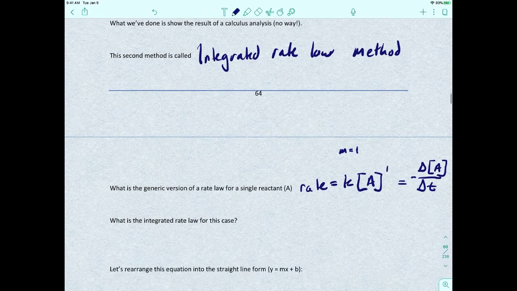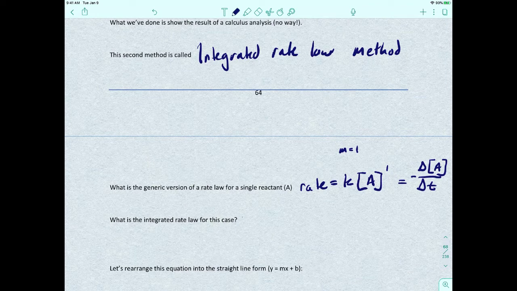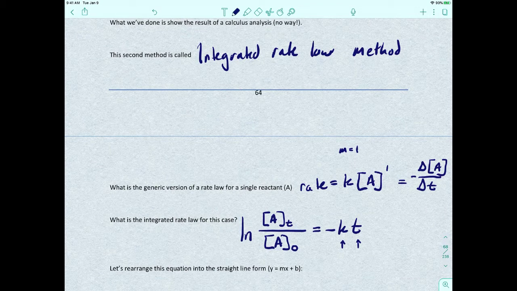If that's the case, then the integrated rate law would look something like this. You would have the natural log of the concentration of A at a certain point in time, t, divided by the concentration of A initially, A naught, equal to negative kt. t is the time, k is your rate constant, A is the concentration at a certain point in time, and A naught is the concentration initially. If you have 3 of those pieces of information, you can solve for the 4th.